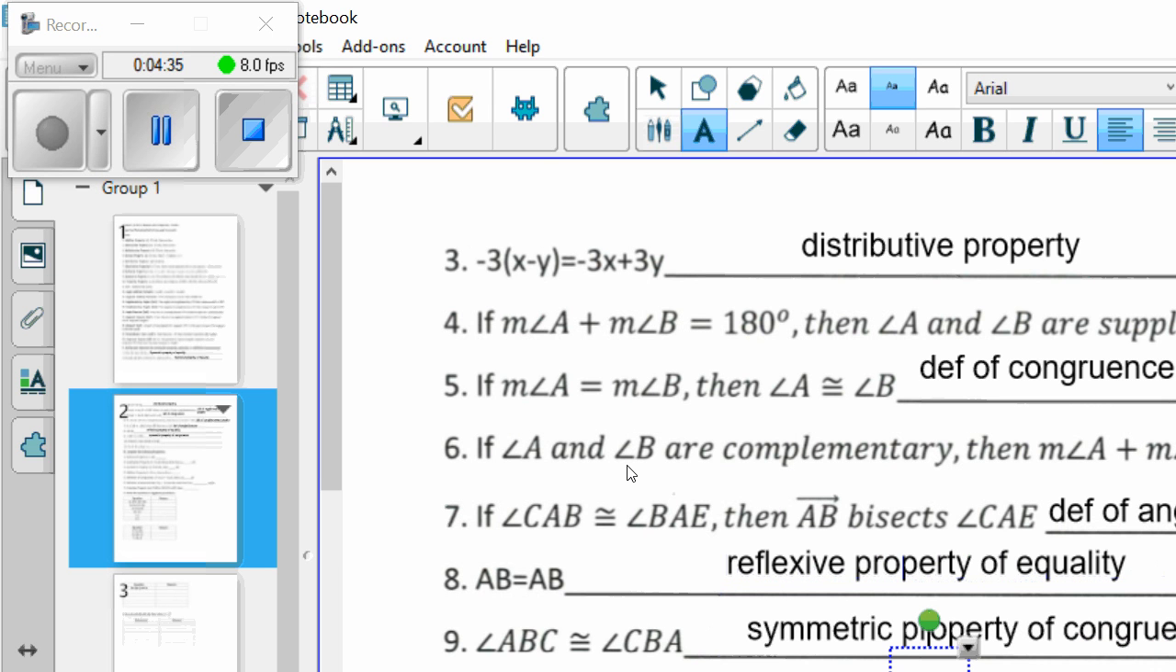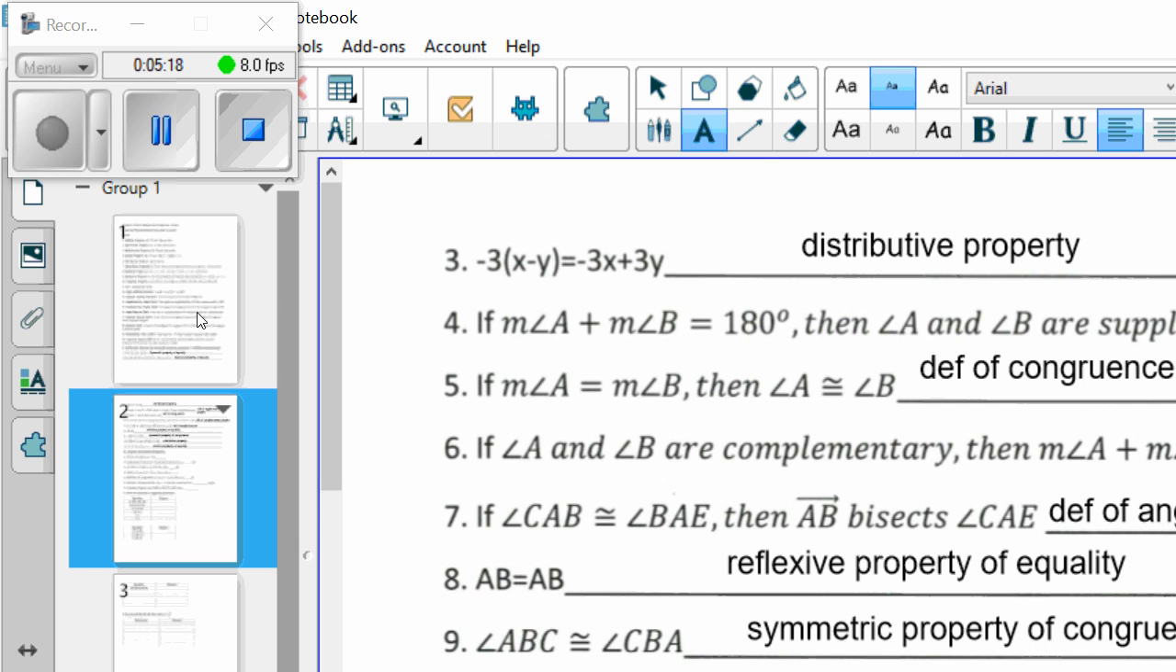Number 10, if AB equals CD, then AB plus BC equals CD plus BC. They told me AB is CD, so we substituted. This is the substitution property. You can only use substitution if you have equal signs, so that's why we don't have of equality or congruence. Remember, substitution can only be used if there's an equal sign. Number 11, if x equals 8, 8 equals z, then x equals z. This is the transitive property of equality. Again, it's equality because I have equal signs.